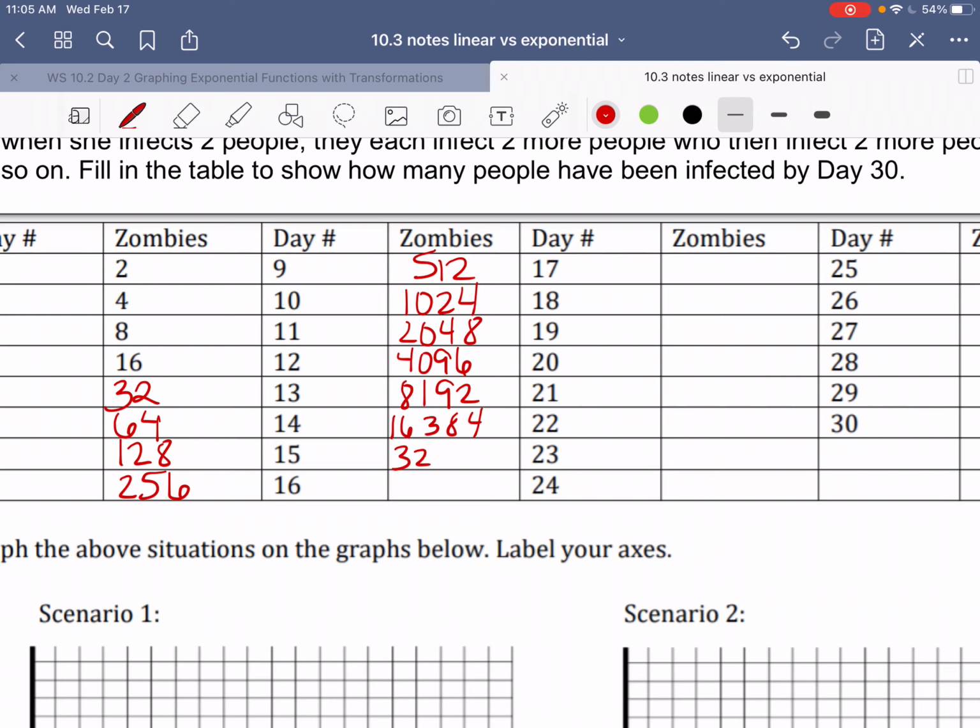Oh man, I should have had some of this table filled out. 768. So just putting this in my calculator, which I already did before I started the notes, to figure out what every one of these is doubled. 576. No, it's at 2,097,152.